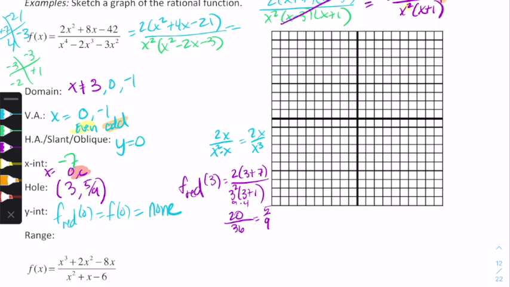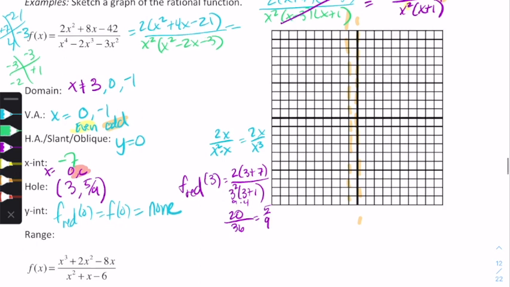Okay? So now we're going to put this information on the graph. So we have our vertical asymptote at 0 and at -1. At 0, it's even. At -1, it's odd. We have our slant horizontal asymptote at y equals 0. So horizontal in this case, our x-intercept at -7.